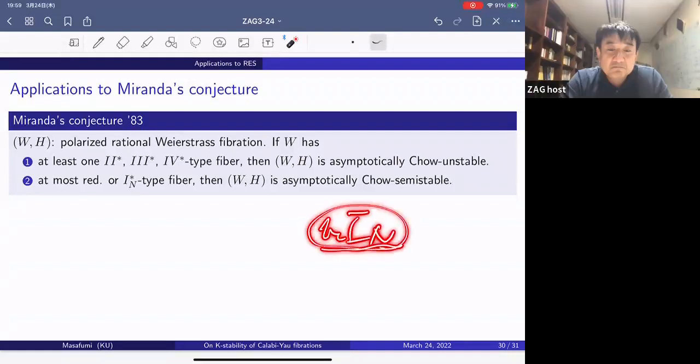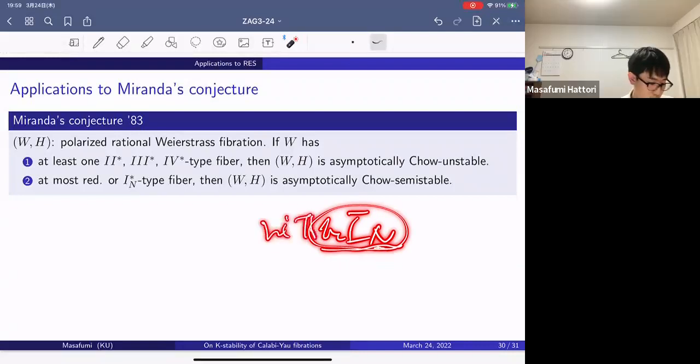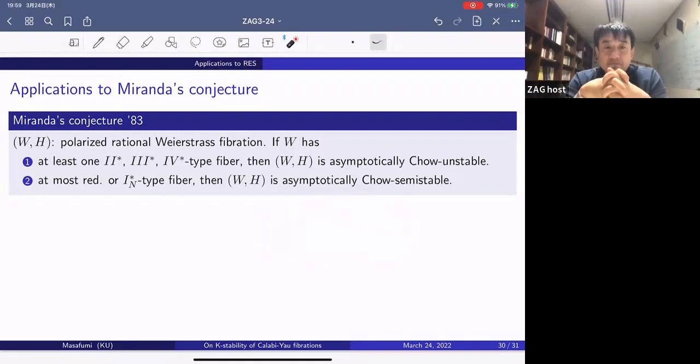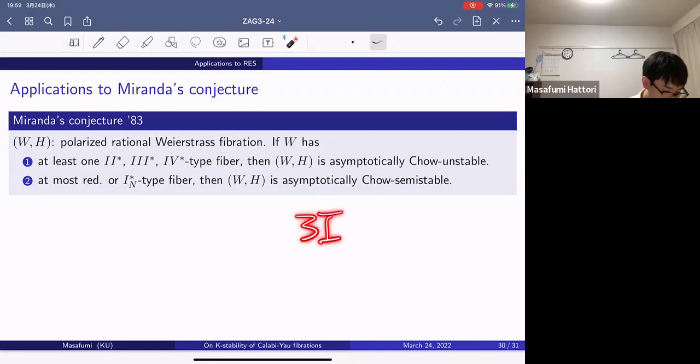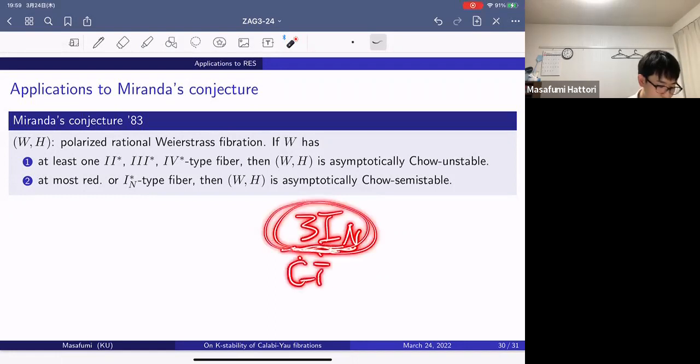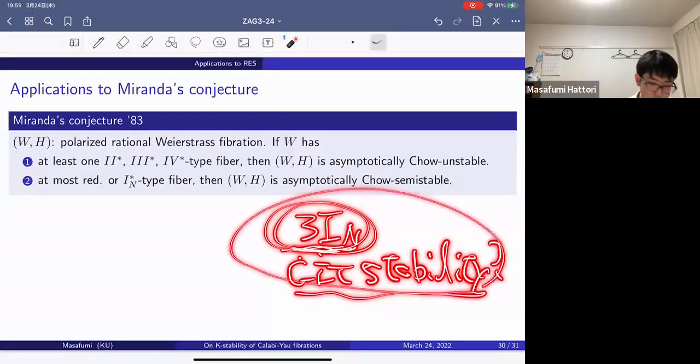Multiple fiber, and fiber with... for the three-fiber case, GIT stability. Your question is this, so no.